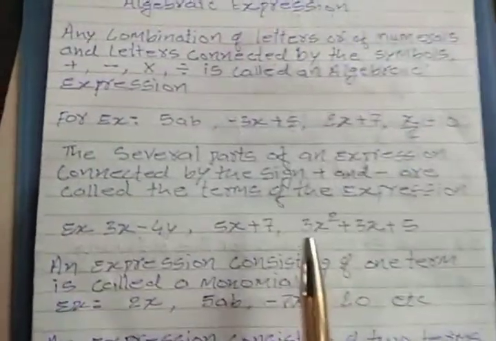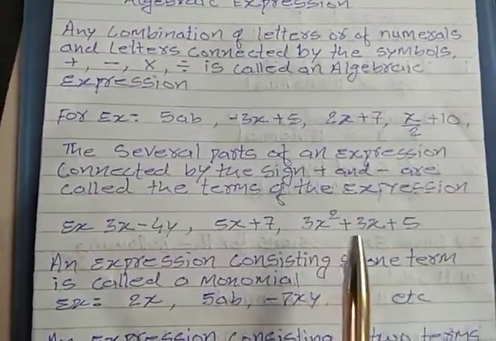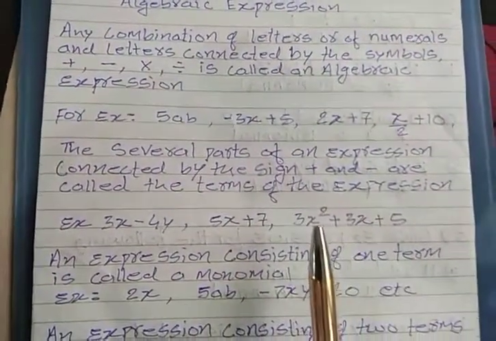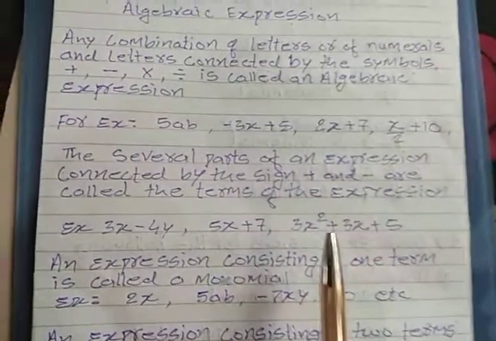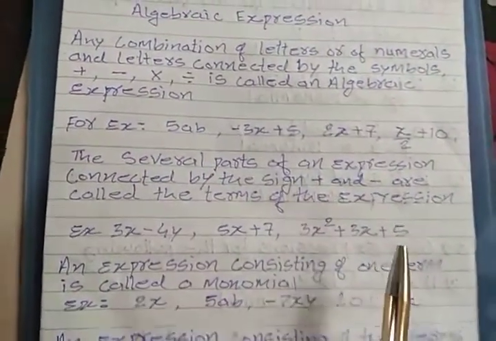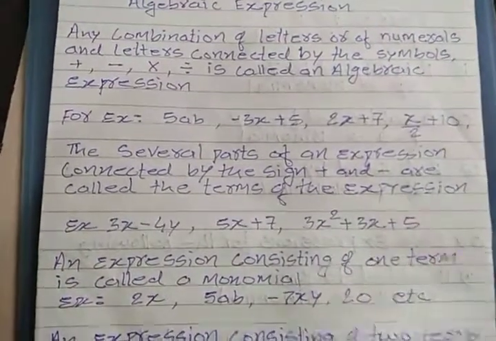Here the expression is 3x square plus 3x plus 5. Here the expression is divided two times, one plus here and one plus here. So here there are three terms: first term, second term, third term. So these are called the terms.